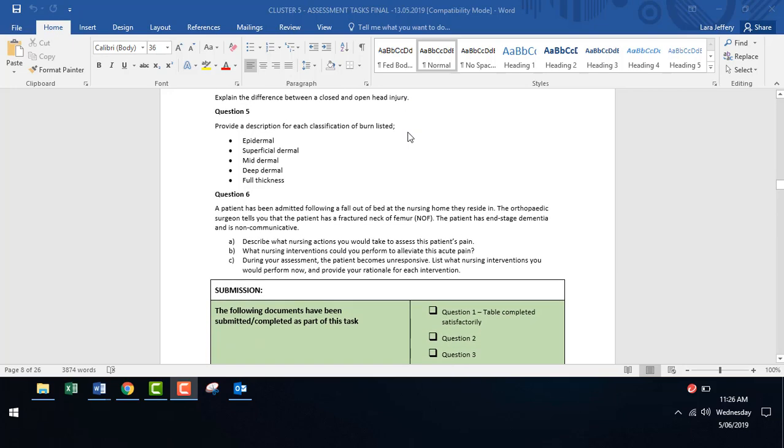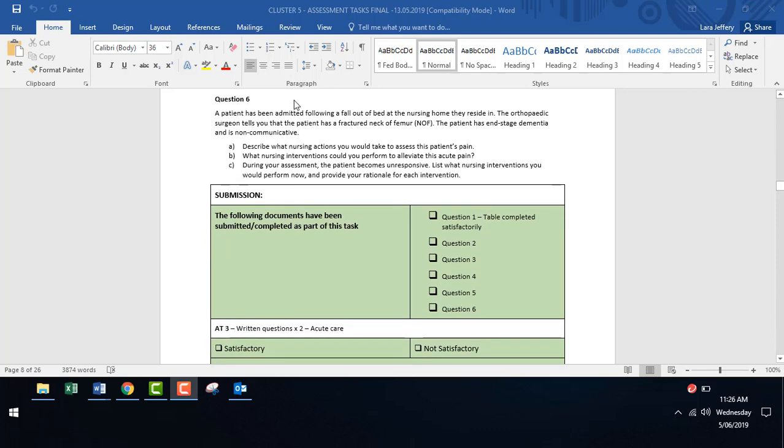Okay. Question 5. Provide a description for each classification of burn listed below. Okay. So just one sentence. So epidermal burn, and tell us what sort of burn it is. So just describe an epidermal burn. Okay.